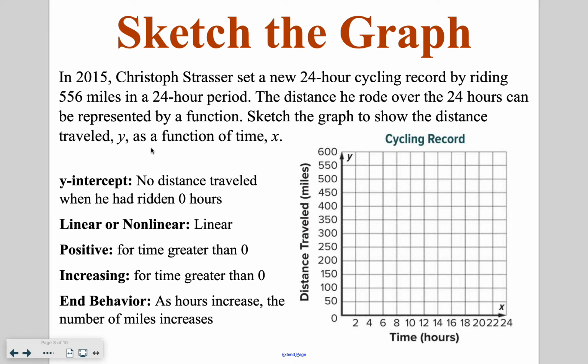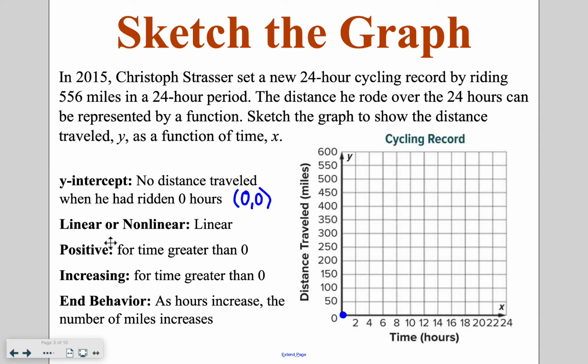So they're giving you the context of the problem there, and they're also giving you important pieces of information about the graph. The first piece is that the y-intercept is that no distance was traveled when he has ridden 0 hours. So that means our y-intercept, our first point on the graph, is going to be (0, 0). Then it says it is a linear function. So that means whatever else I graph from here must be in a straight line.